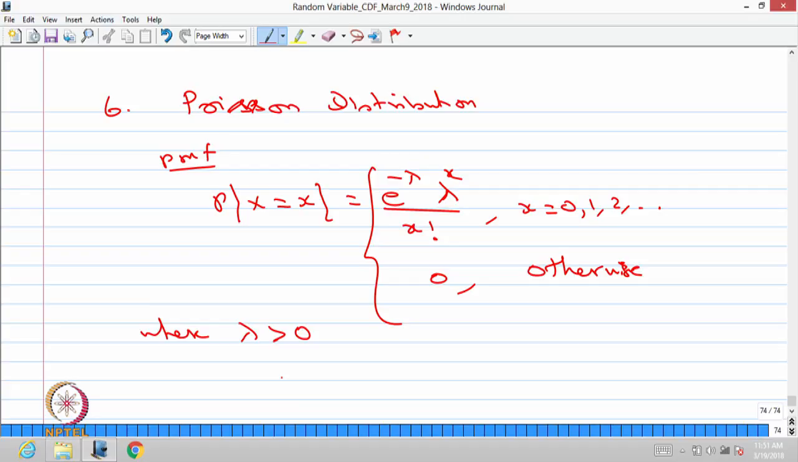You can verify this probability mass function. It is always greater than or equal to 0, and if you make a summation over x from 0 to infinity, e power minus lambda comes outside, and the summation quantity becomes e power lambda. Since lambda is strictly greater than 0, this quantity is going to be 1. Therefore, this is a probability mass function.